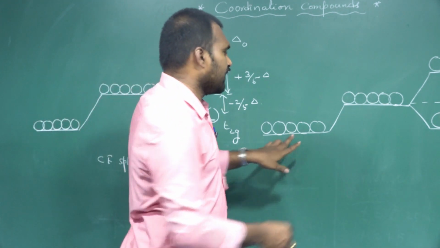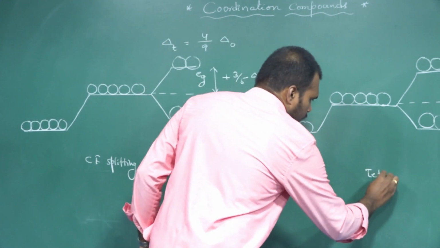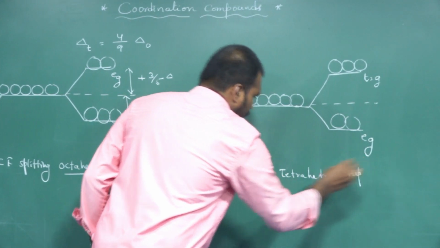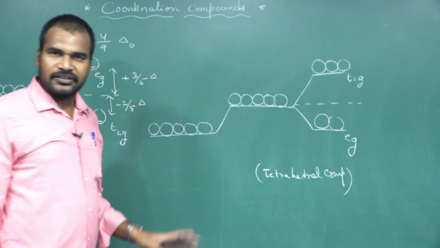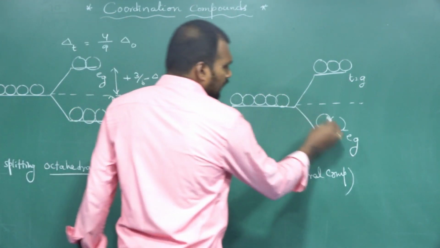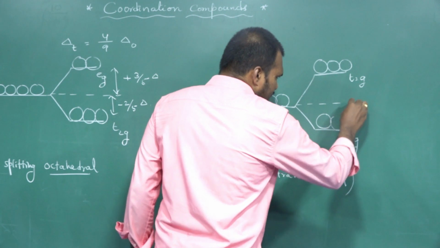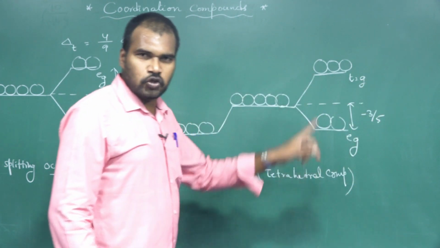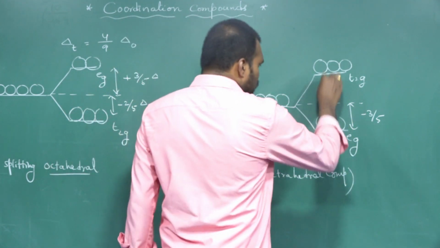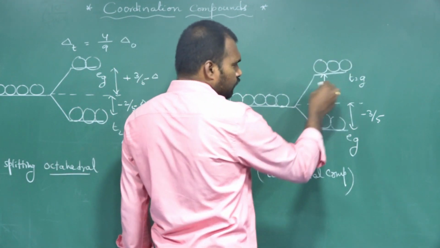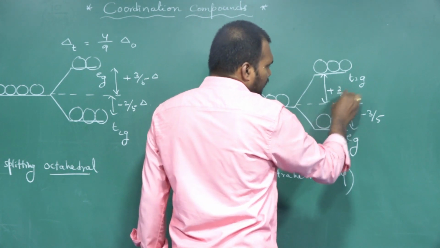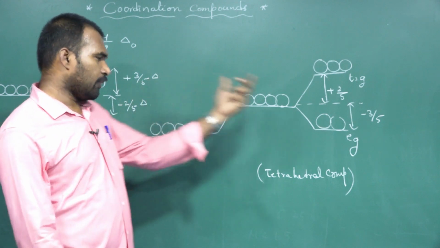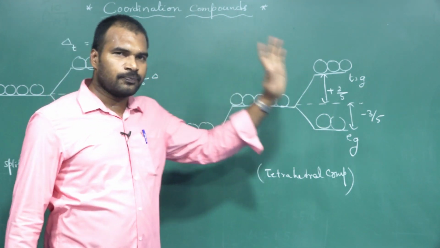Whereas in tetrahedral complexes, if the electrons enter the eg set of orbitals, the energy is reduced by -3/5, that is 0.6. If the electrons enter the t2g set, the energy increases by +2/5, that is 0.4. So this is the only case you should remember for octahedral and tetrahedral.